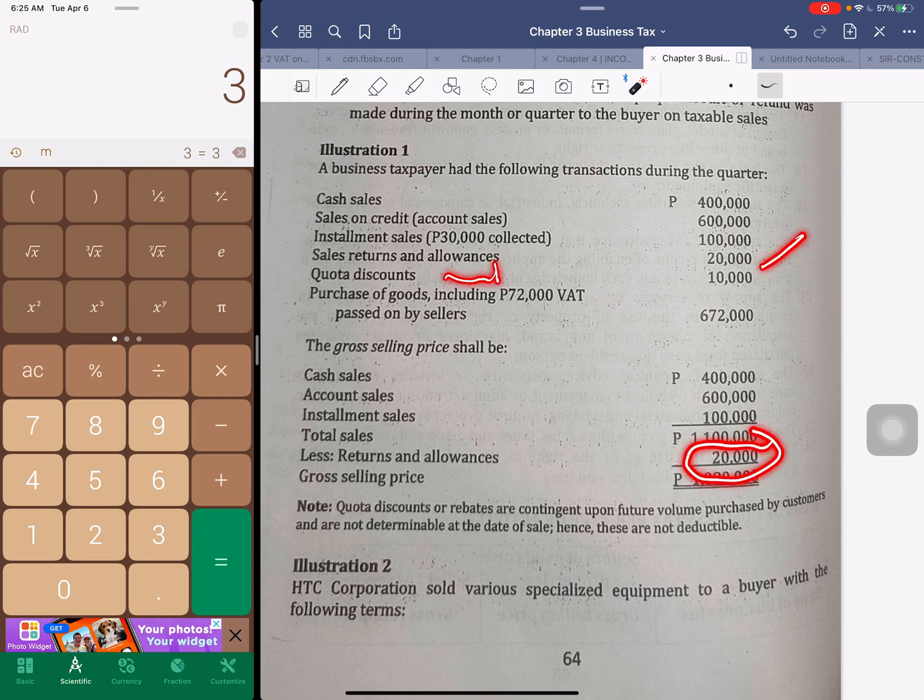Yung quota discounts, of course, this type of discount is also dependent on future events, kung aabot ka ba sa quota or hindi. Therefore, hindi mo pa siya alam, hindi mo pa determine kung magkano ba yung discount at the time of sale. Therefore, hindi natin siya dinideduct.